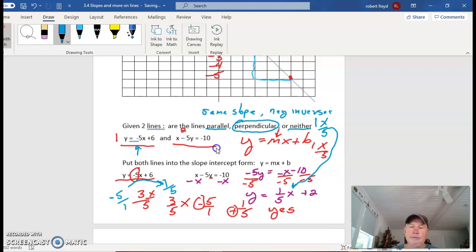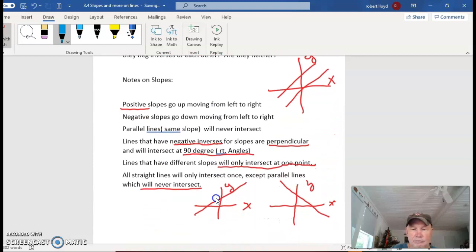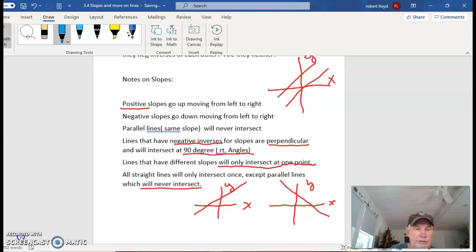So that means these two lines that we're given right here would intersect at right angles or 90 degrees. And we will stop right there.